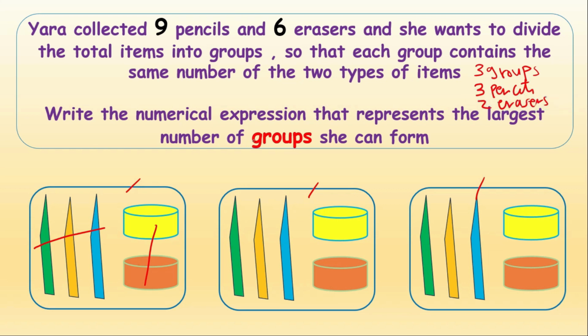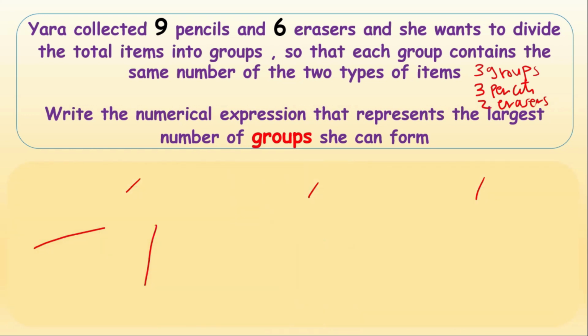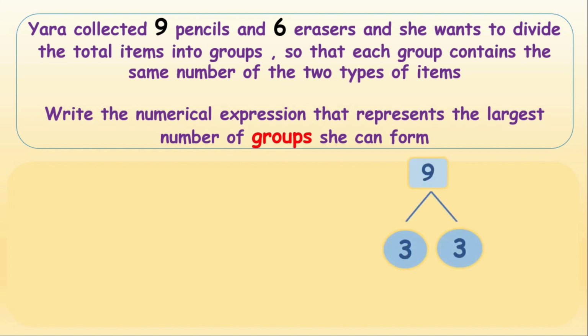Okay, now let's start to solve using GCF. The first number we have 9. Factorize number 9 to its prime factors 3 times 3. And then factorize number 6, okay, to be 2 times 3. Okay, so now find GCF.